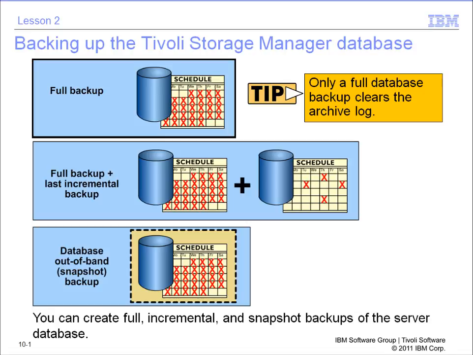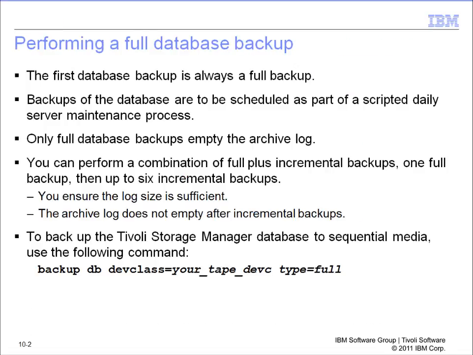There's also a database or out-of-band snapshot backup. The snapshot backup is a point-in-time single object backup. It's a good idea to use this if you're getting ready to do some maintenance and you might need to roll back. Like with your data backups, the first backup will always be a full backup.